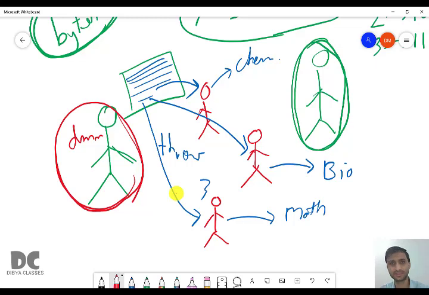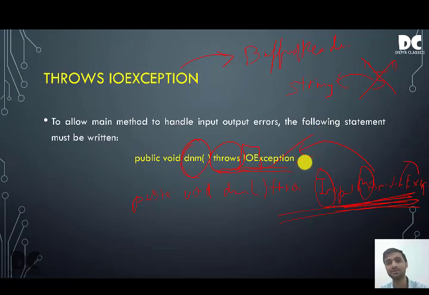So we will do what? You will throw this error, or you will give this error to a person who handles input errors very beautifully, and that person is no one but IO exception. So IO exception is a person who is expert in handling input or output errors. DNM is not the person who can handle input output errors. So if there is any input error or output error, you will send this error and tell IO exception, please help me, I am getting this error. To give this error is known as to throw the error.